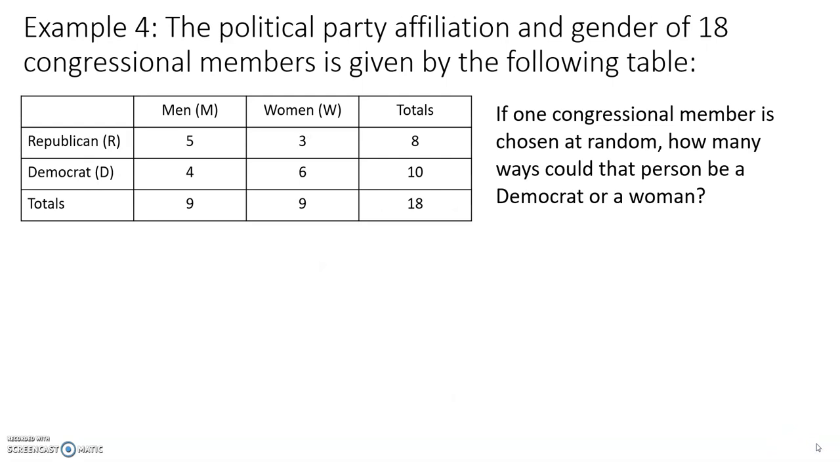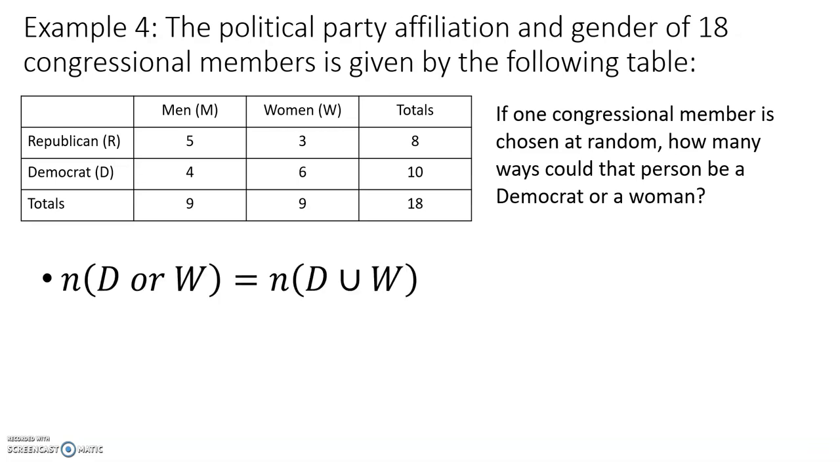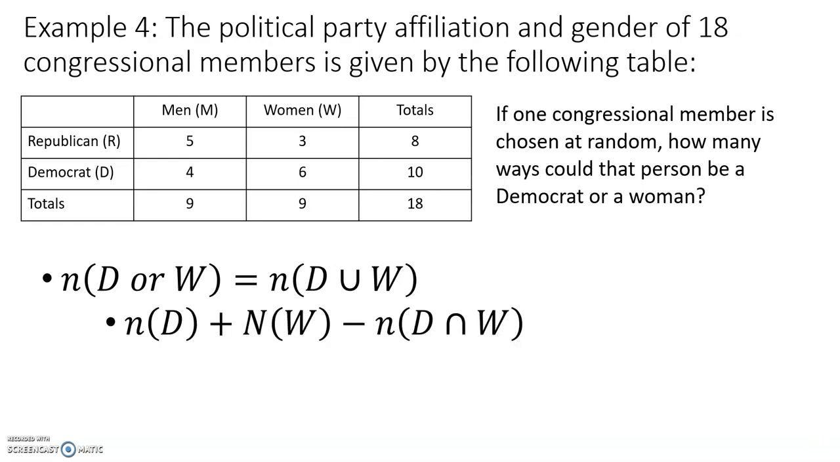Example 4. The political party affiliation and gender of 18 congressional members is given by the following table. If one congressional member is chosen at random, how many ways could that person be a Democrat or a woman? So the number of Democrats or women is the number of the union of Democrats and women. That is the number of Democrats plus the number of women minus their intersection. We don't want to count people twice.